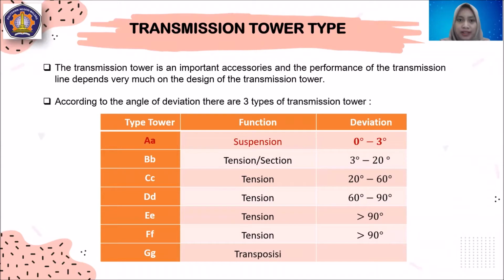This is the first slide, transmission tower type. The transmission tower is an important accessory and the performance of the transmission line depends very much on the design of the transmission tower. According to the angle of deviation, there are three types of transmission tower: one, suspension; two, tension; and three, transposition. A suspension tower has a deviation of 0 degrees until 3 degrees.